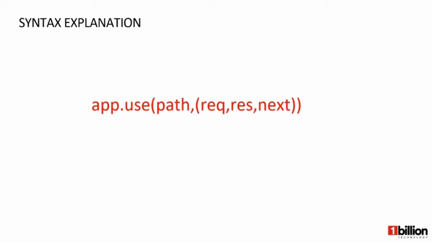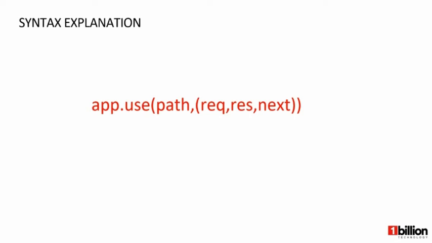Let's discuss the syntax of middleware. In Express, this is the syntax. There are two parameters. The first one is the path. It is the path for which the middleware function is being called, and it can be a string representing a path, a path pattern, or a regular expression pattern to match the path. The second parameter is the callback function.